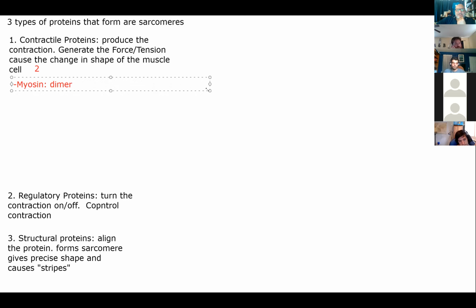But anybody know what it means to be a dimer? Per Google, it's formed by two protein monomers. Exactly. A dimer is made up of two subunits together. Basically, a myosin is an almost golf club shaped protein that has two parts. It has a long tail and a head.